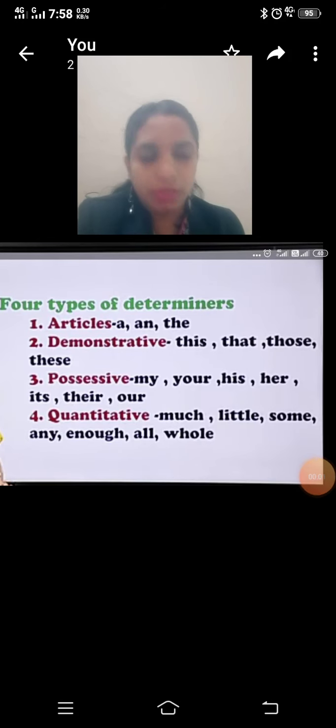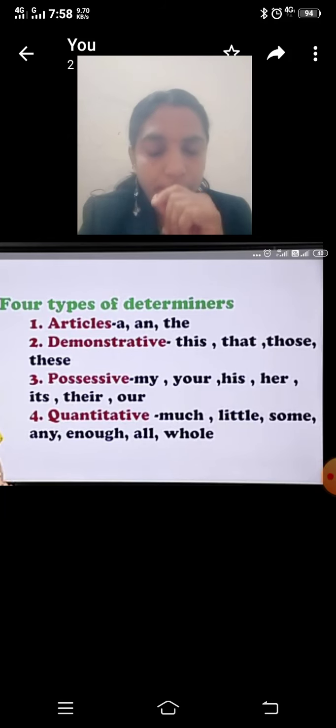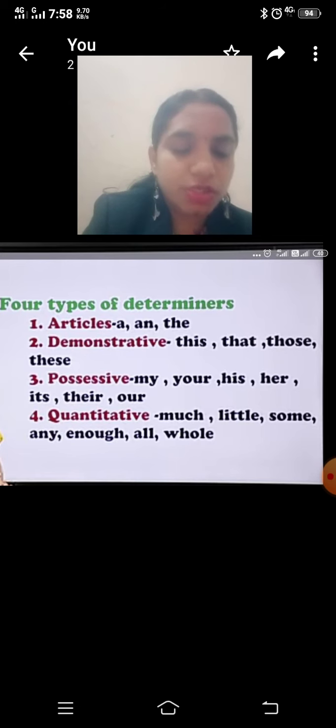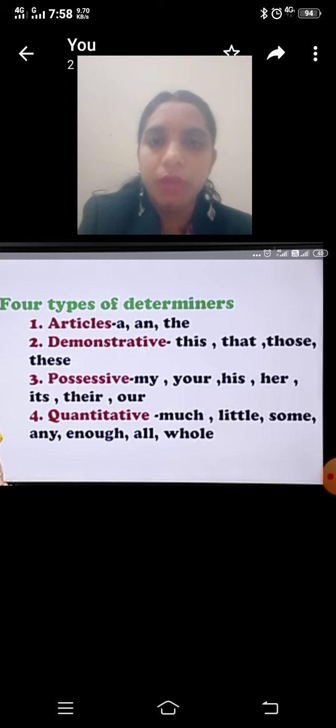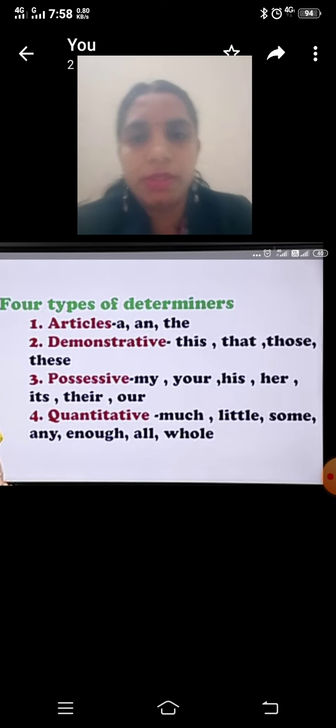Good morning, students. Already we have started the topic determiners. This is chapter number 3 from your grammar textbook. We have studied determiners. Just in short, I will explain about determiners, and then we will go further for the exercise.